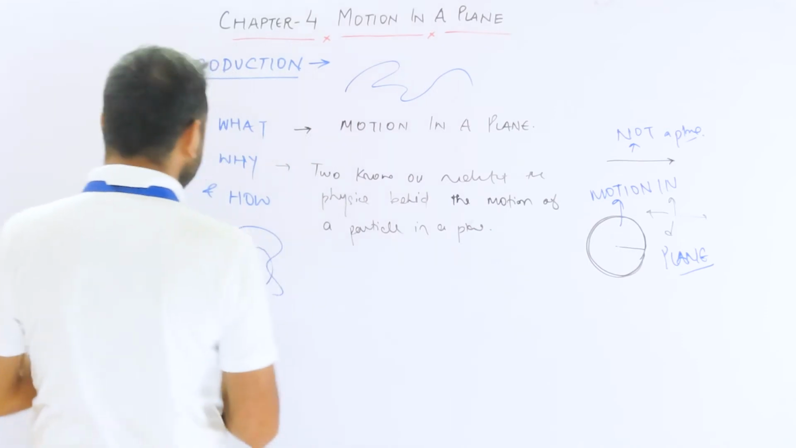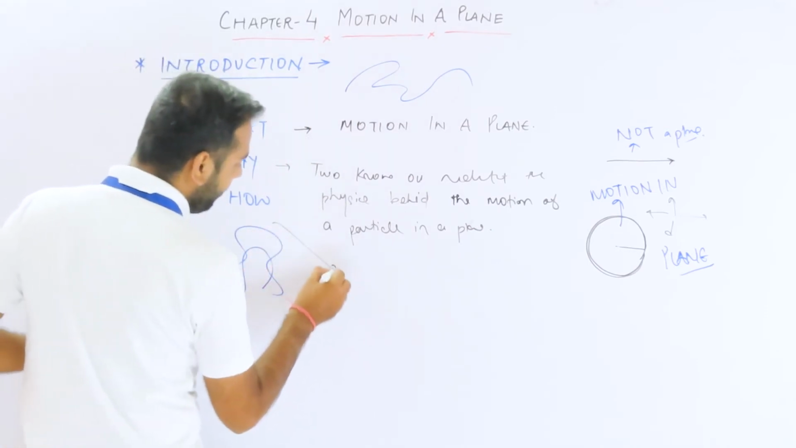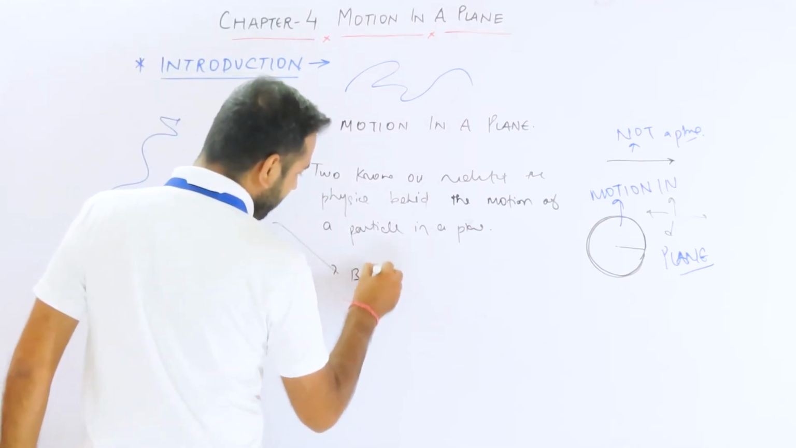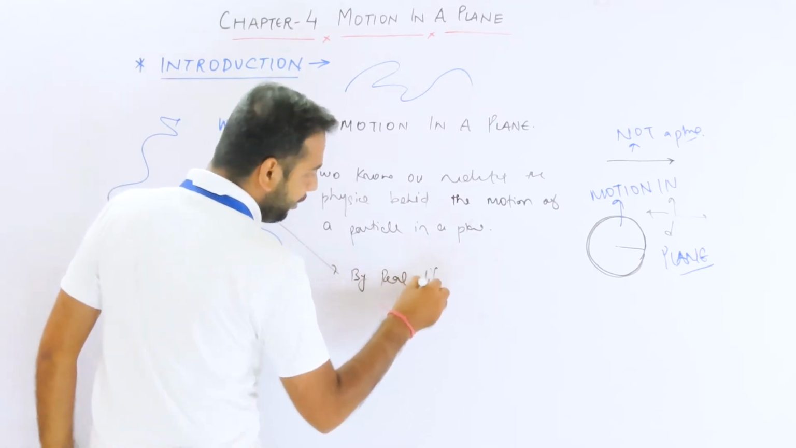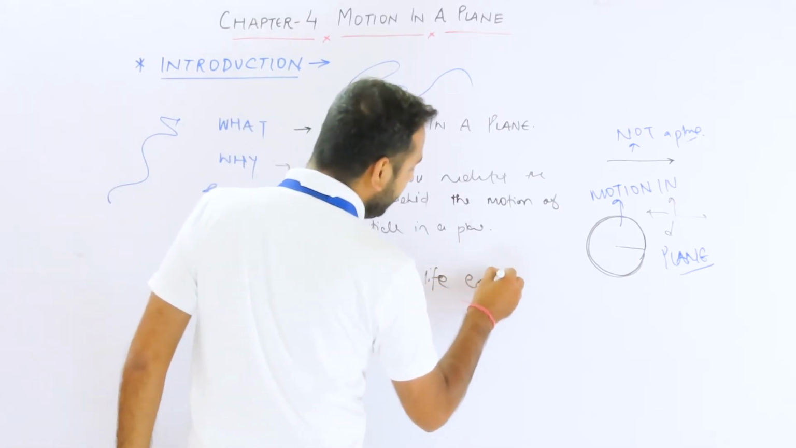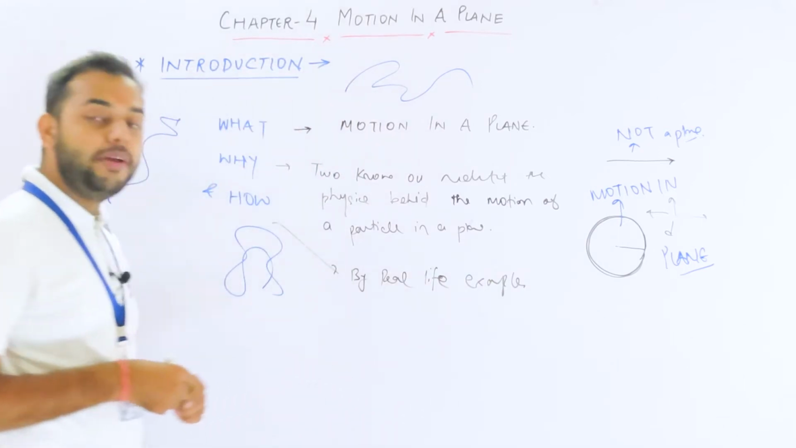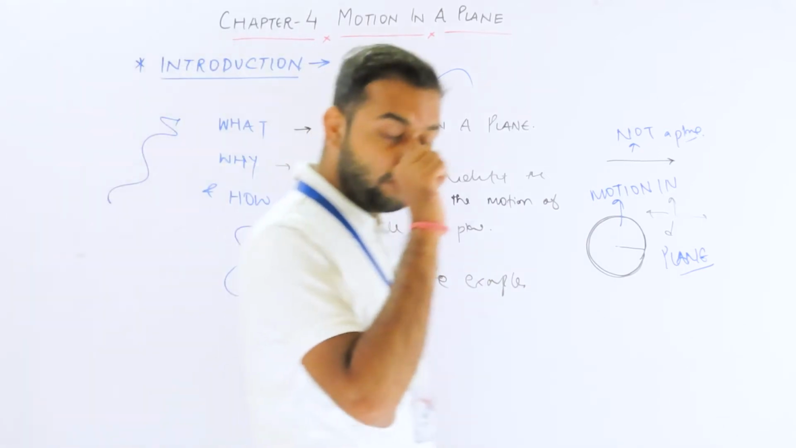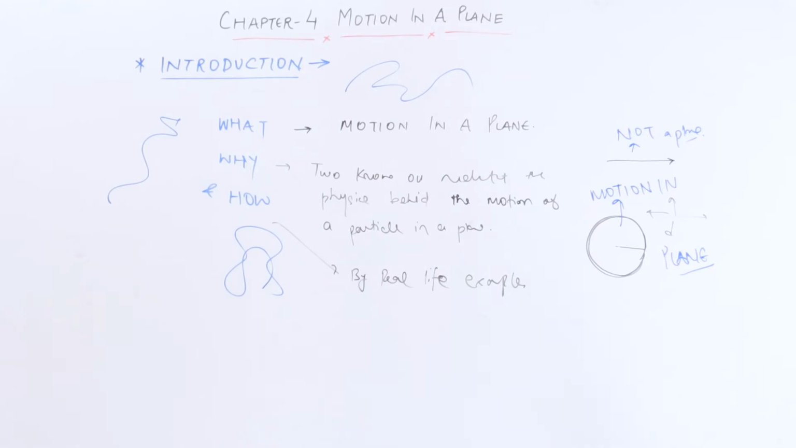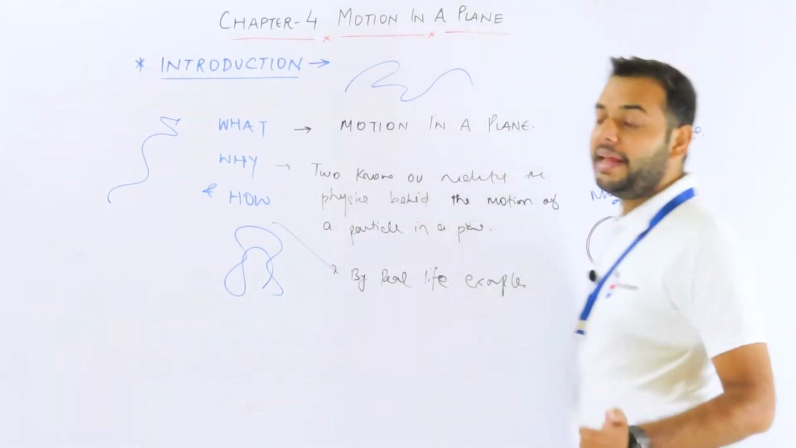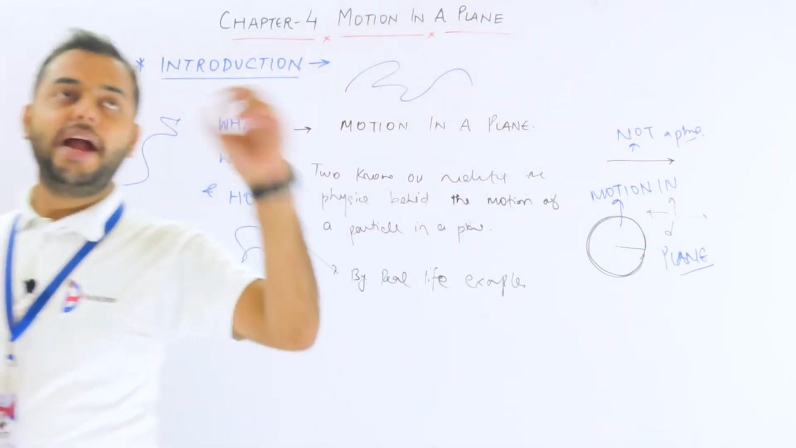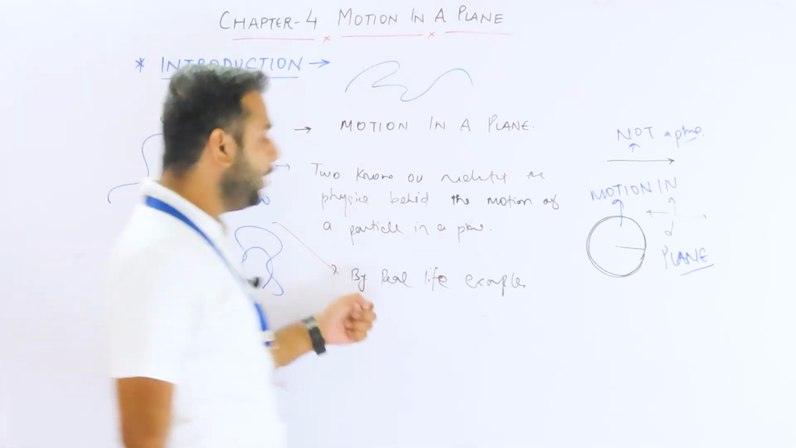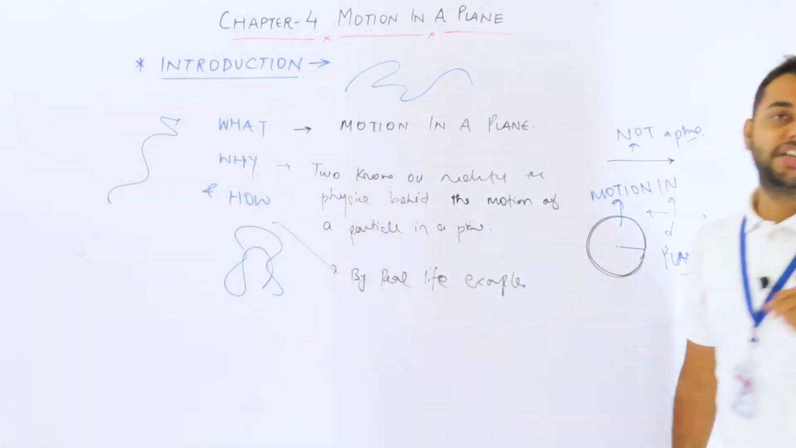So how are we going to study that? By real life example, because this is the best way in which you guys will learn. See, everybody knows Neeraj Chopra. Now, if you guys can understand the physics behind his javelin throw, then you can easily understand this chapter, motion in a plane.